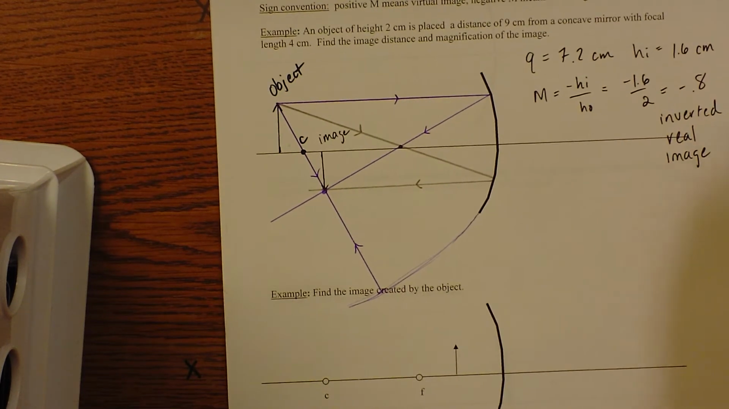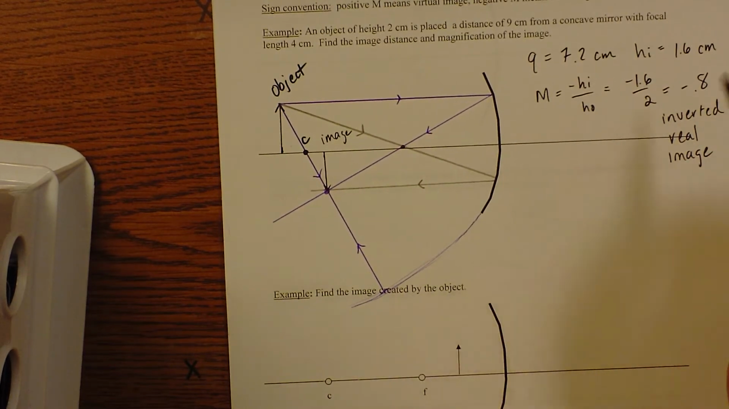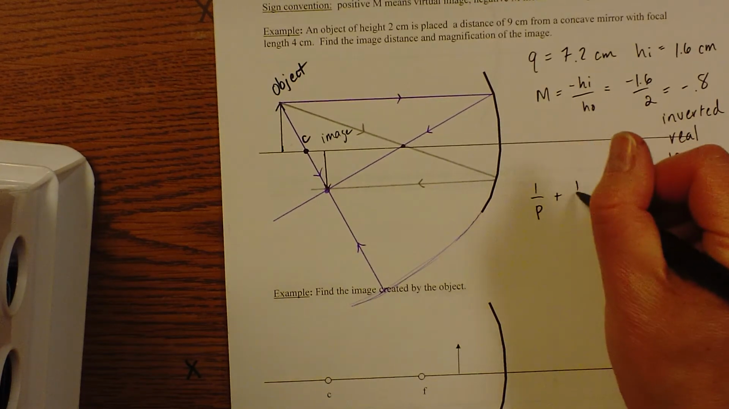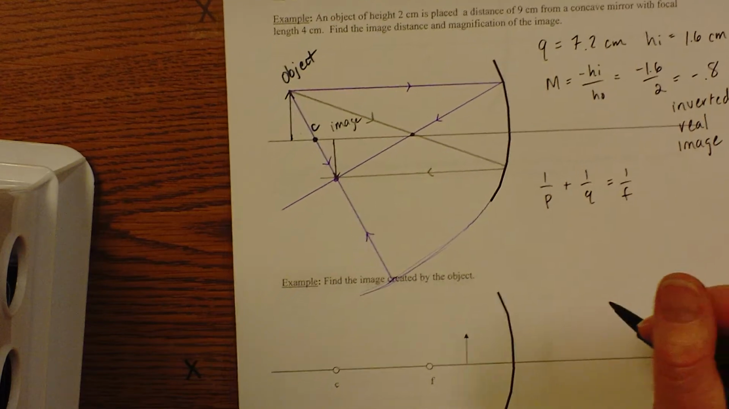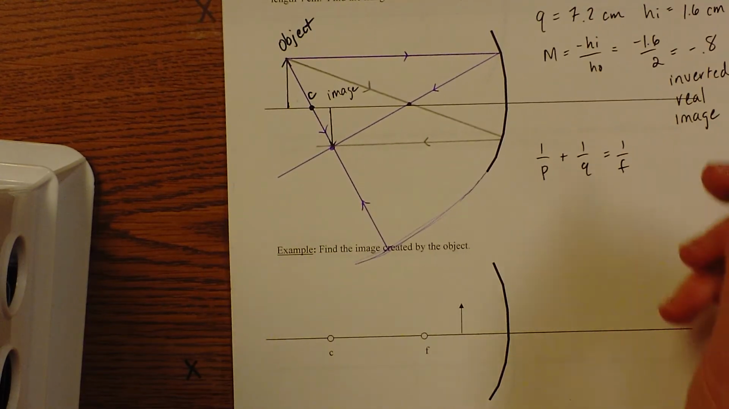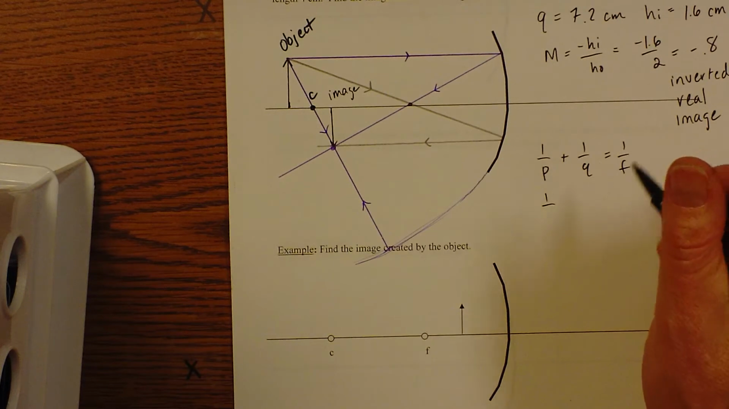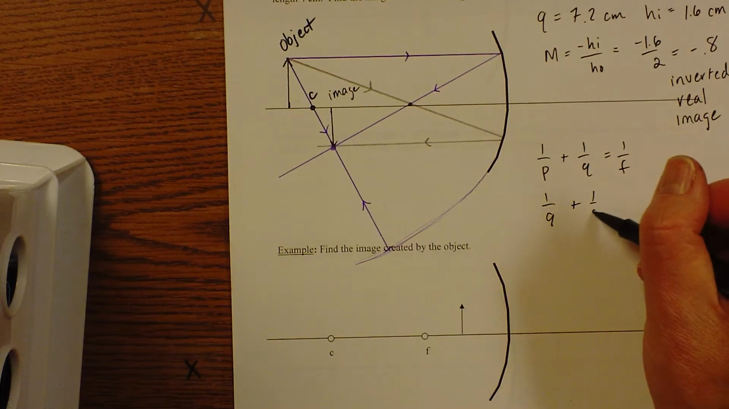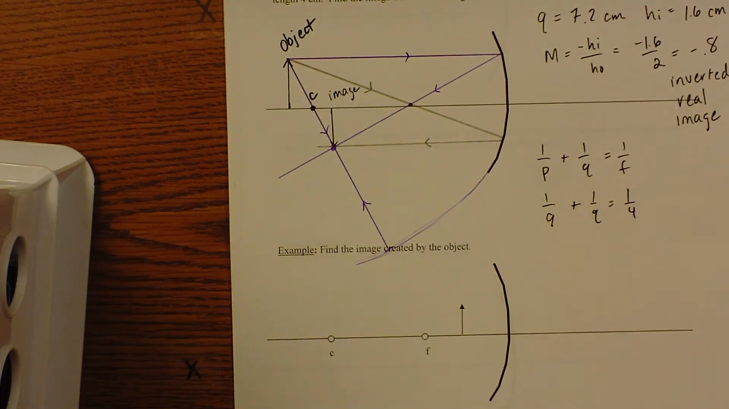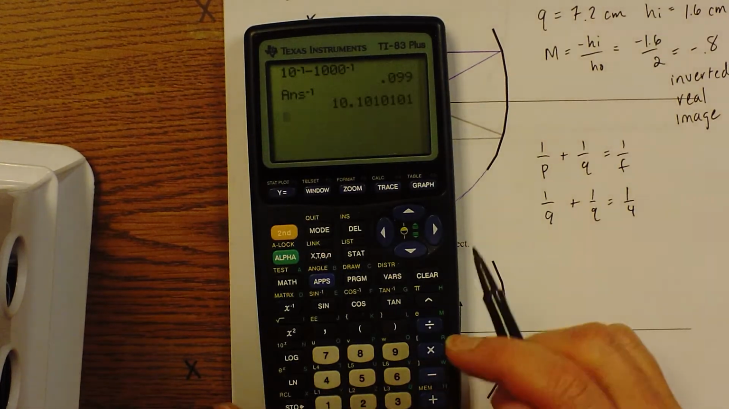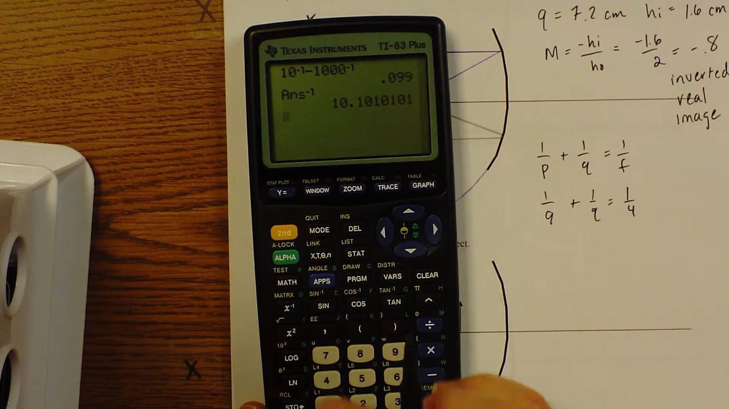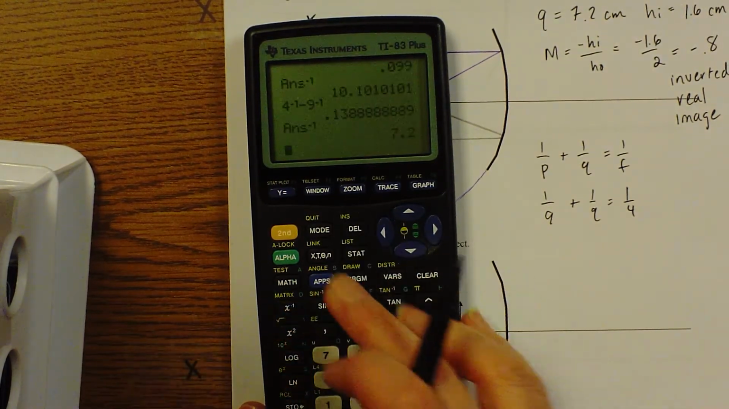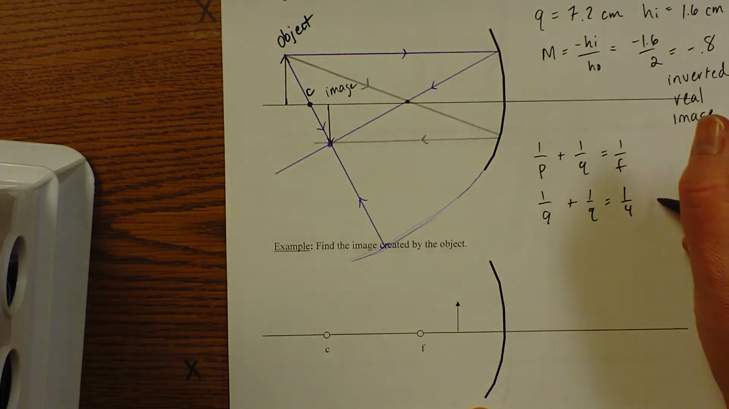Now, once again, I can solve this problem two ways. I just solved it with a ray diagram, but I also could have solved it with the mirror equation. To find Q, I could have used 1 over P plus 1 over Q equals 1 over F. Let's see, P was 9 centimeters, and F was 4, and then I would use my calculator to get Q. I get 7.2. Hey, they match.